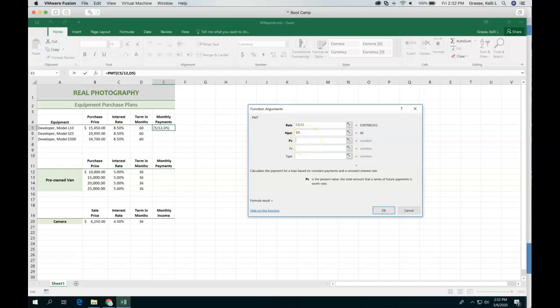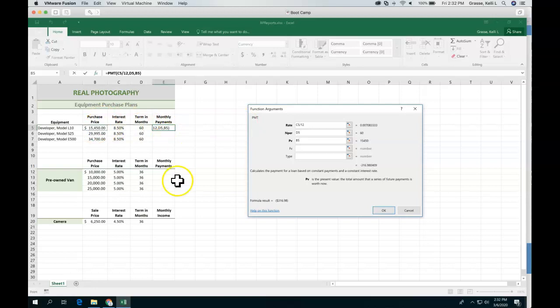Again, we're going to hit the tab key to move along. PV stands for present value, the total amount that a series of future payments is worth now. So basically what that is, is the amount of the purchase price. So if we would add up all the payments, we would get our purchase price, which is the $15,000 here. So really that's what PV is, present value. What is that worth right now, the purchase price? So we're going to go ahead and click on that cell right there.